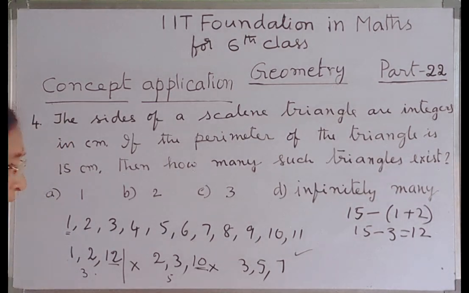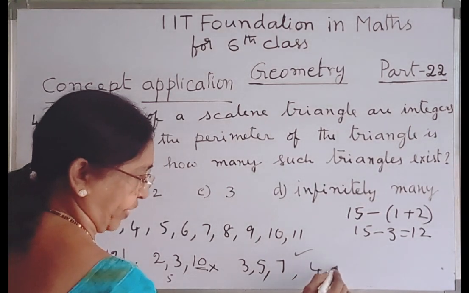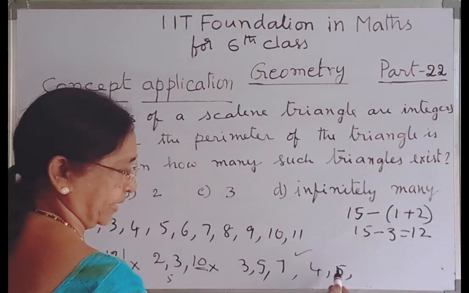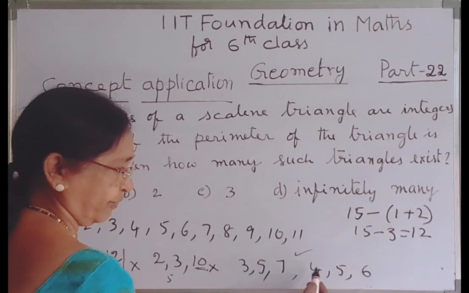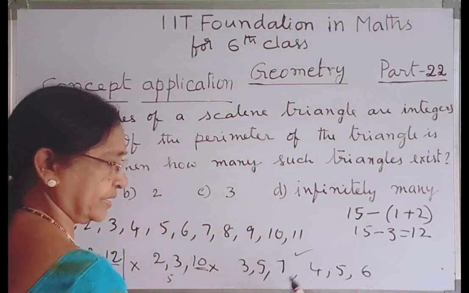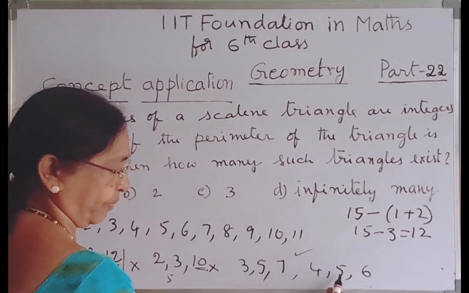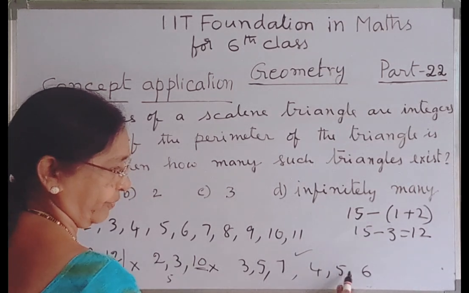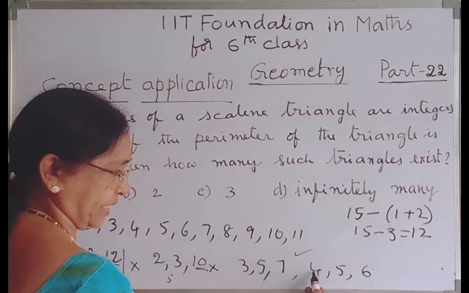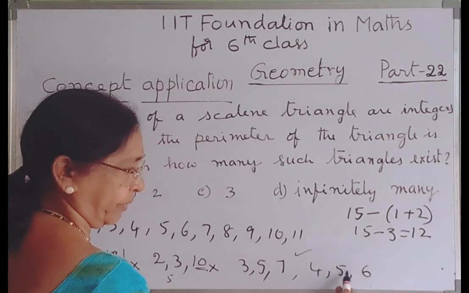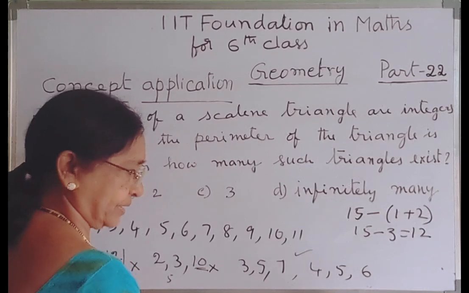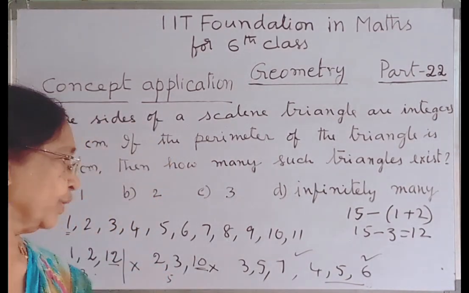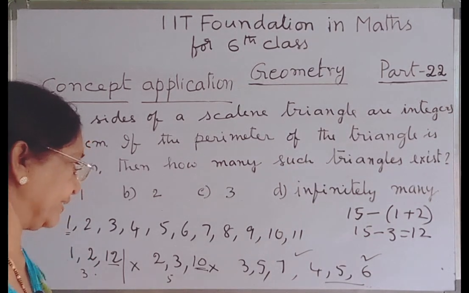One set. And another, let us take 4, 5 and then 15 minus 9, 6. 4, 5, 6. 4 plus 5, 9, is greater than 6. 4 minus 5, or the difference between 4 and 5, 1, is less than 6. For 4, 5 and 6, the difference is 1, it is less than 4. And the sum of these two is greater than the third side. So this set of measures is also possible to have the sides of a scalene triangle.